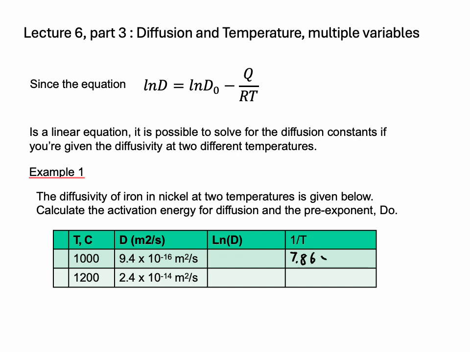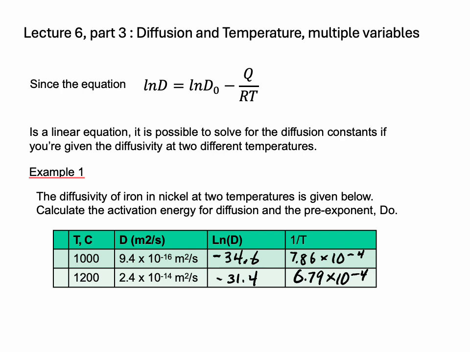7.86 times 10 to the negative 4, and that's an inverse Kelvin. And the natural log of this value for diffusivity is negative 34.6. At 1200, the natural log of diffusivity is negative 31.4, and inverse temperature is 6.79 times 10 to the minus 4.